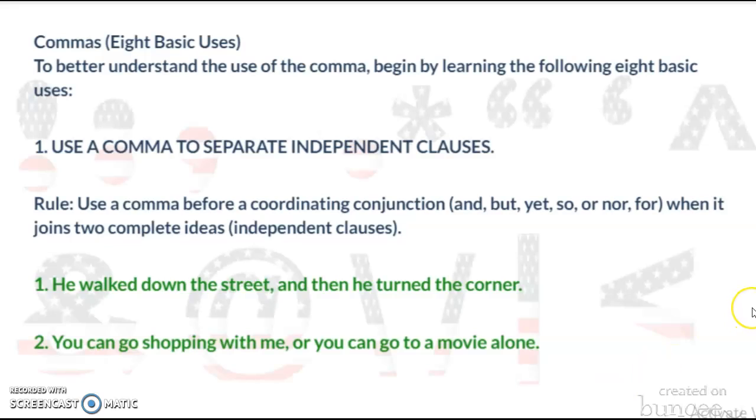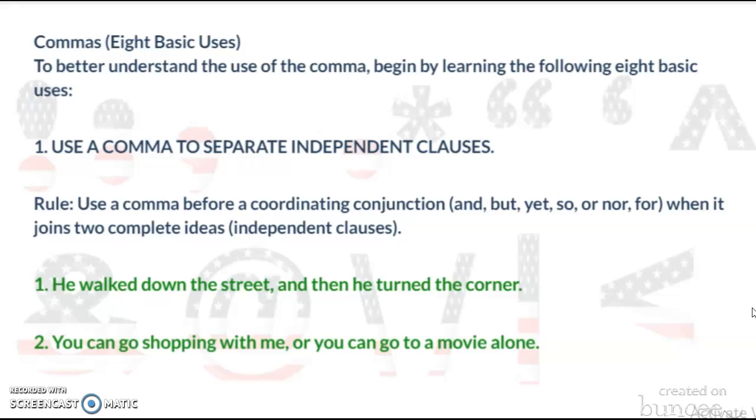So the first way to use a comma is to separate independent clauses. Independent clauses, if you remember, are clauses that can stand on their own. And so that tells you that you need to always use a comma before a fanboy, otherwise known as a coordinated conjunction. And I'm sure you all know what your fanboys are.